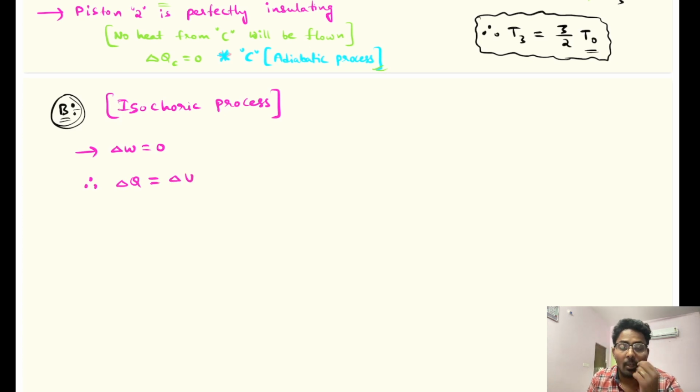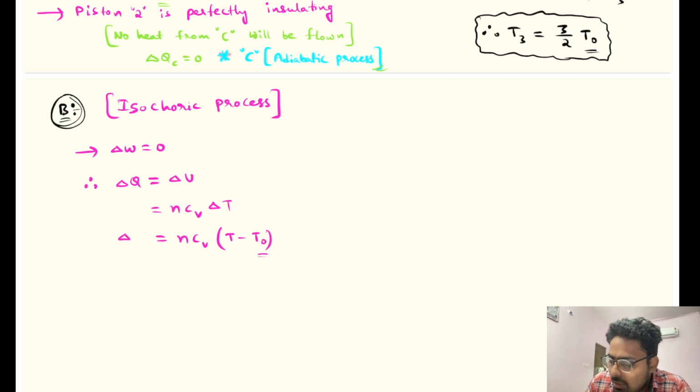But delta U, irrespective of process, I know is nothing but nCv delta T, right? So nCv delta T means final minus initial. Final temperature is, let's say, T, and initial temperature is T naught. So this is the amount of heat energy that has flowed, that is delta Q, right?